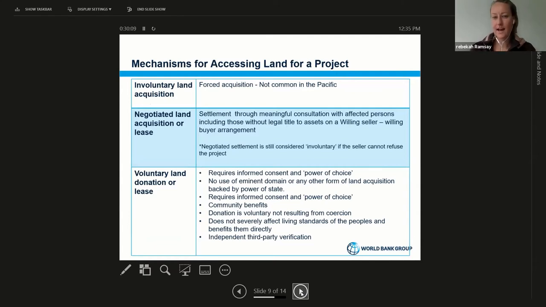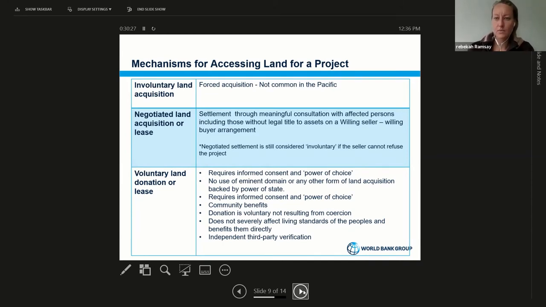Okay, so this is the last slide, and then we're going to move to a bit of question raising and wanting to hear from you all about your experiences with this. So just in terms of mechanisms for accessing land for a project.